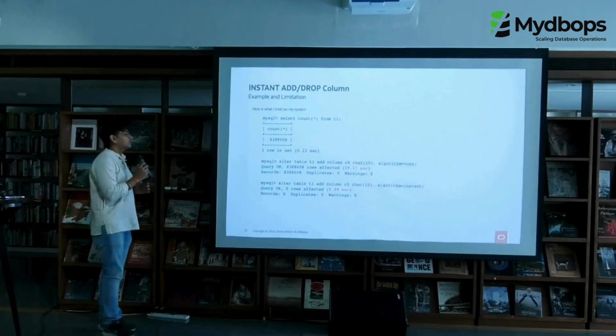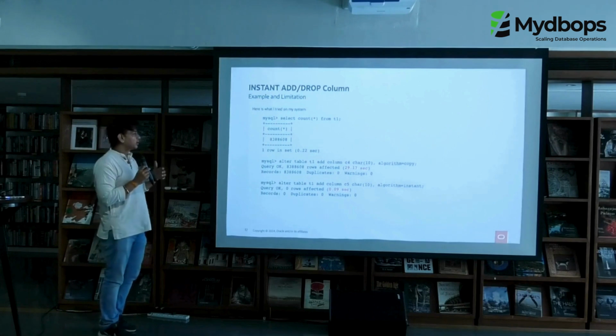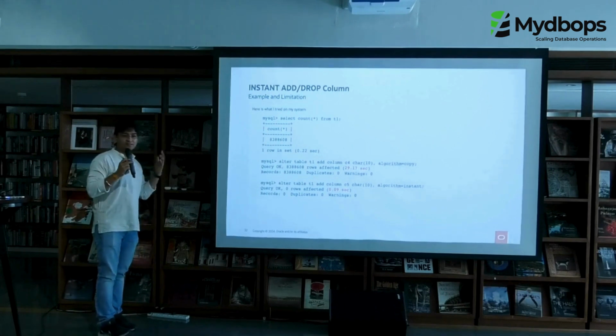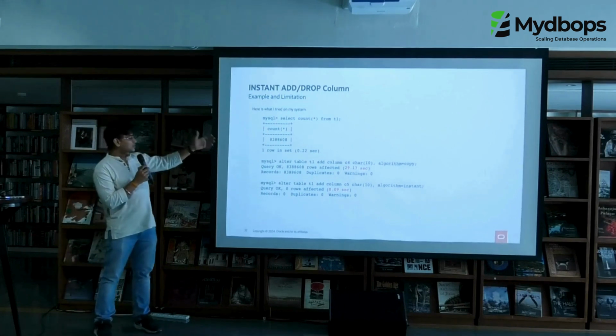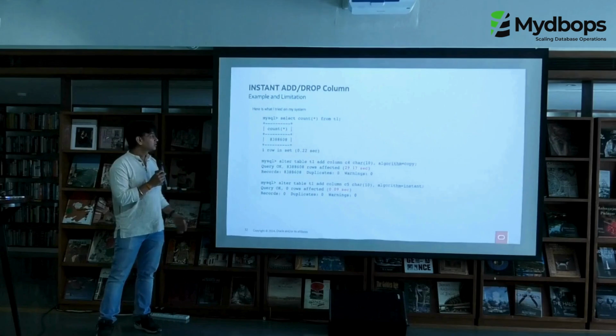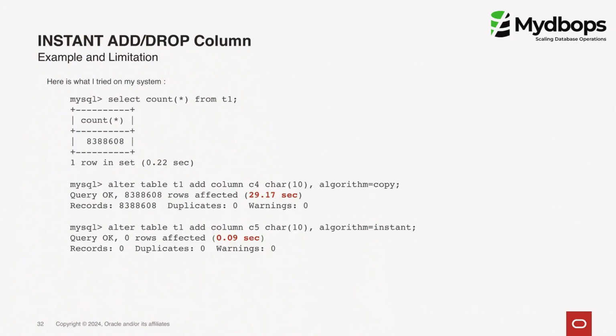Okay, so now time to see whether this is actually instant or not. I mean, I gave a very big lecture on instant, but does it really work? So this is what I did on my development machine. I have a table with 8.3 million rows. And I try to add a column C4 with algorithm equal to copy. It took 29 seconds. Then I add a column C5 with algorithm equal to instant. It was done instantly. So yeah, this is a debug version, so don't go with the numbers, but this is just to show the comparison.